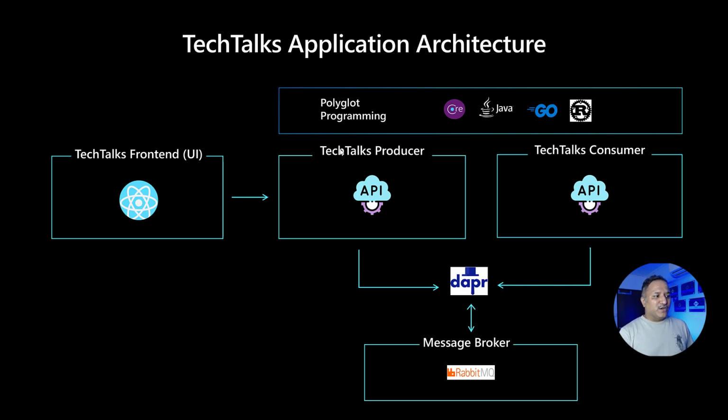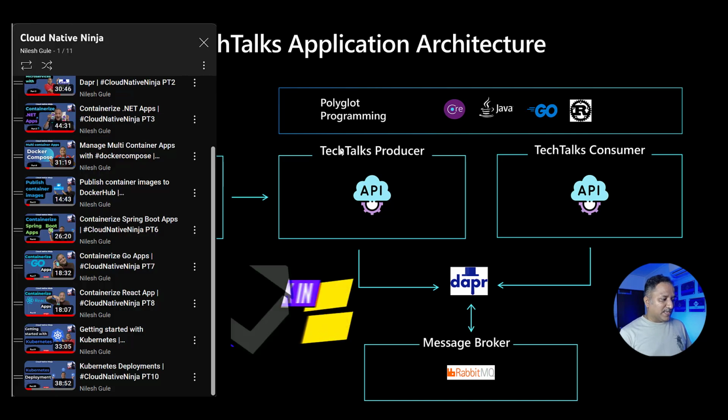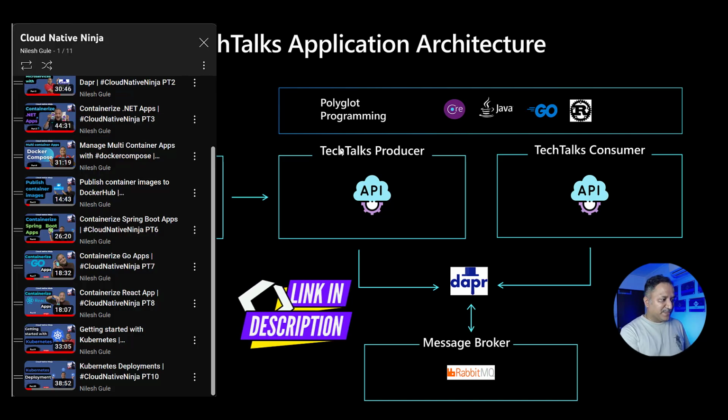This video is part of the Cloud Native Ninja series, and today we are going to see how to use the Kubernetes service objects. So far in this series, we have done 10 parts and we are trying to build a polyglot programming based application which consists of a Tech Talks front end built using React, and then we have Tech Talks producer and consumer, which are decoupled using a distributed application runtime called Dapr, and they rely on a messaging platform, RabbitMQ. You can watch the previous parts of this series by going through the link which is part of the description of this video.